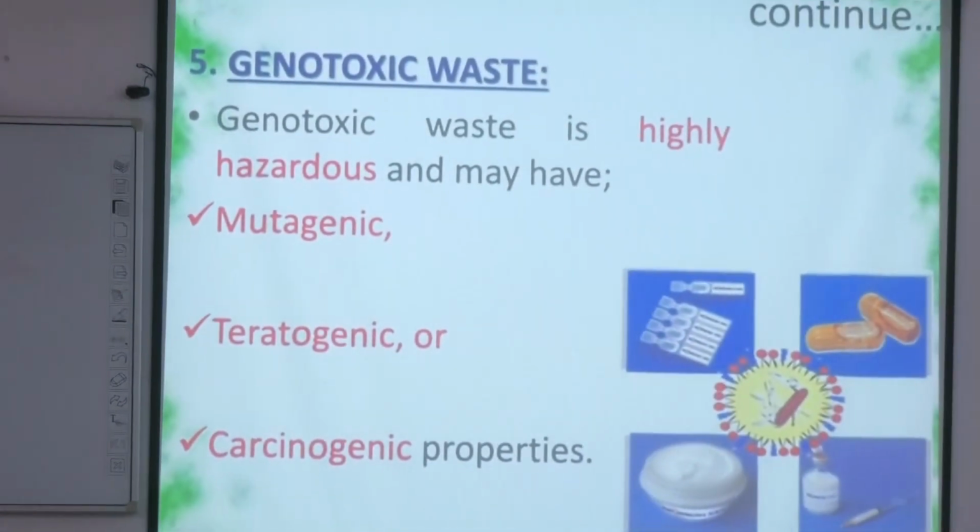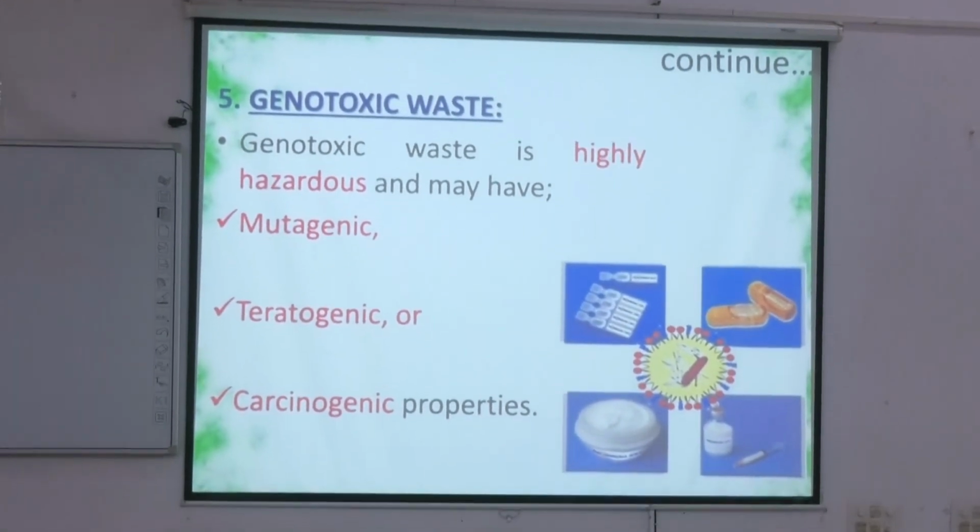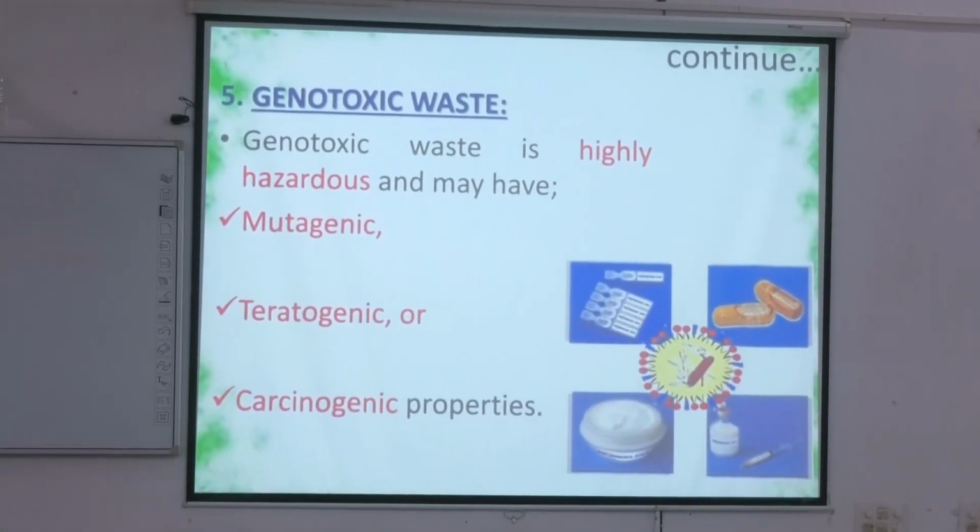And any other waste, like biodegradable waste or non-infectious waste, like any food material or anything, you have to store or put in the green bag. Genotoxic waste also, you have to store in the yellow bag. That can be mutagenic, which means it directly affects the DNA or RNA. It makes some mutation in DNA and RNA.